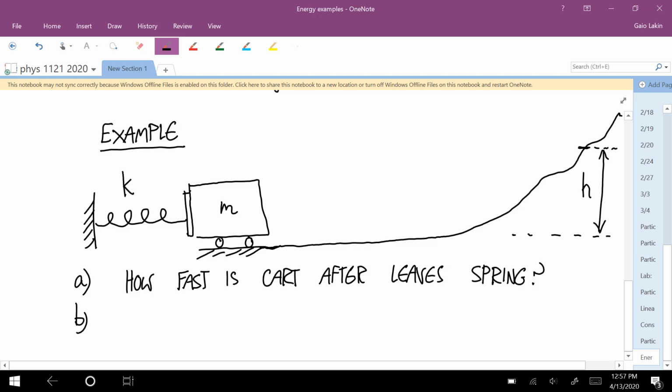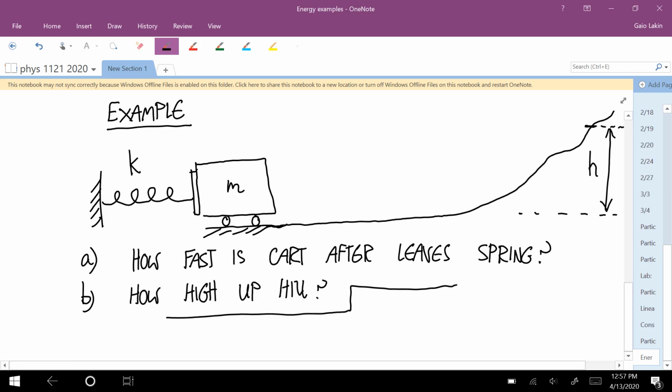And second, how high up the hill does the cart get before it starts rolling back down? Okay.